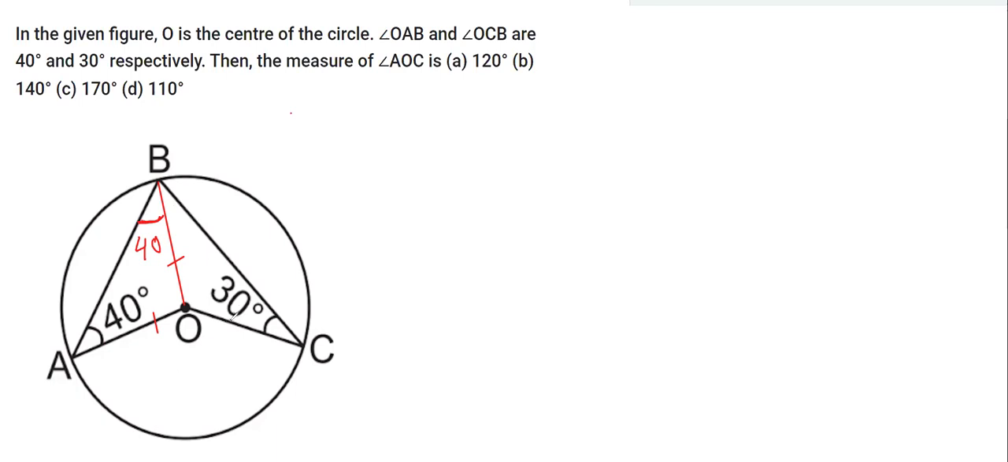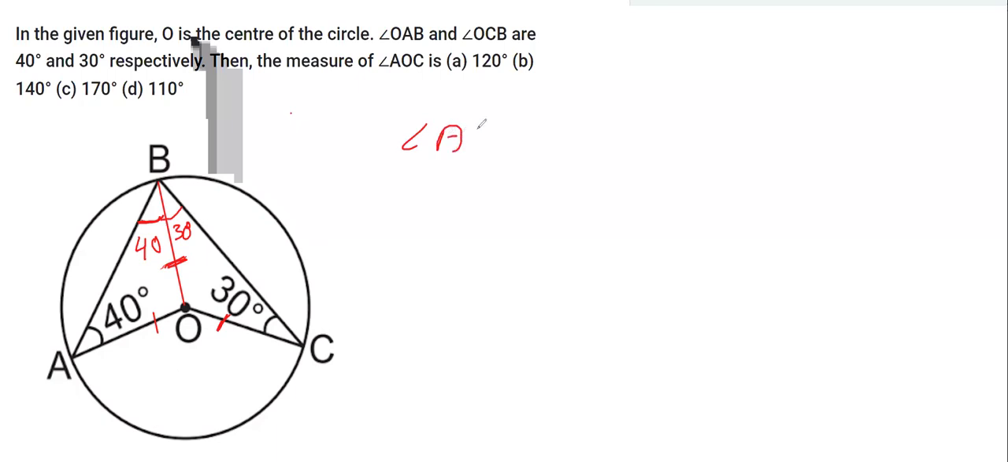Now coming to the other triangle, that means I'm talking about this triangle BOC. Look into this triangle BOC. In this triangle, what you can see that here also two sides are equal. That is OB and OC being the radii. So we can say in this triangle also two sides are equal. So therefore this angle will also be 30 degree.